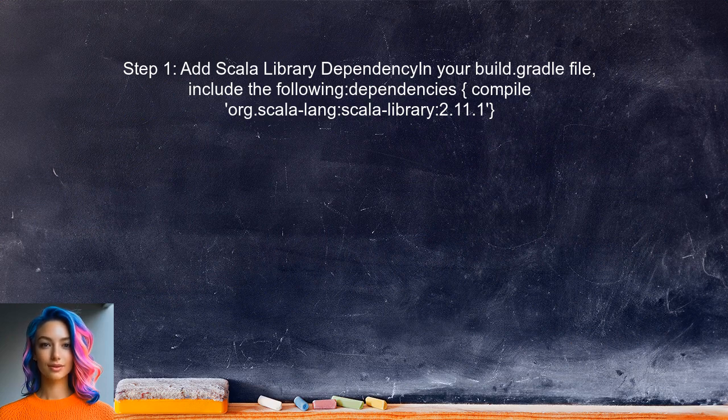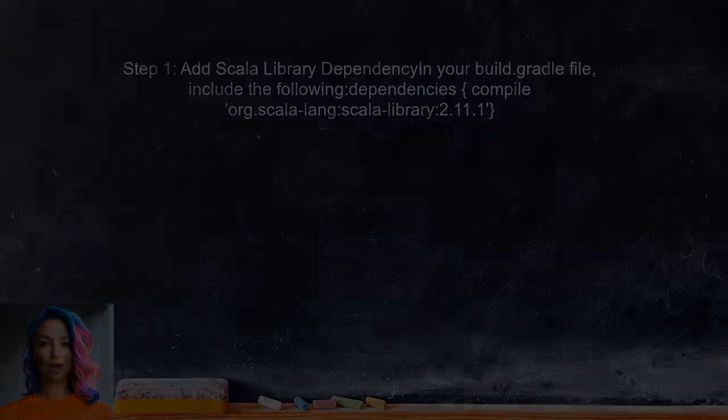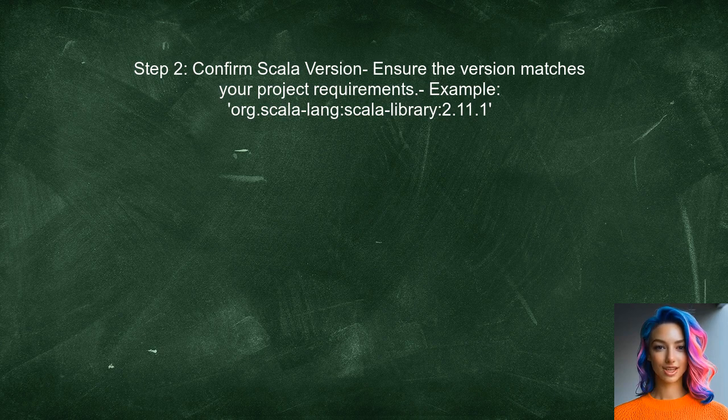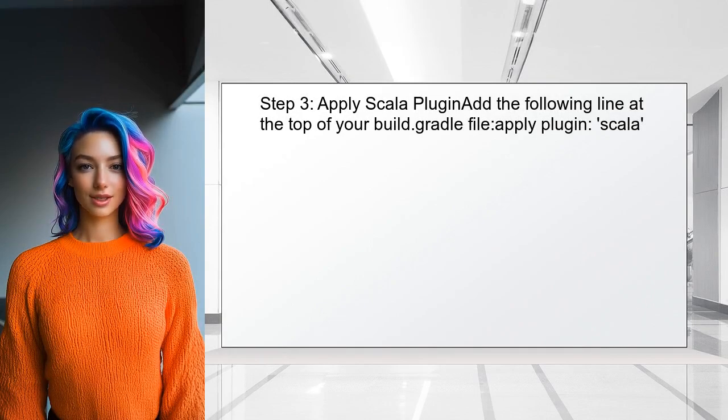To specify the Scala version in a Gradle Scala project, the user should start by adding the Scala library dependency in the build.gradle file. This line indicates that the user wants to use Scala version 2.11.1. It's important to ensure that this version matches the version of Scala you intend to use in your project. Next, the user should apply the Scala plugin in the build.gradle file. This is essential for enabling Scala support in the project.